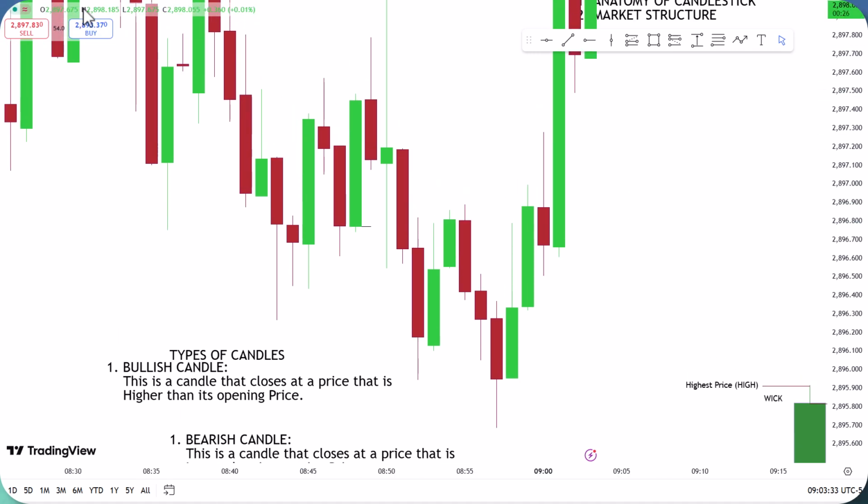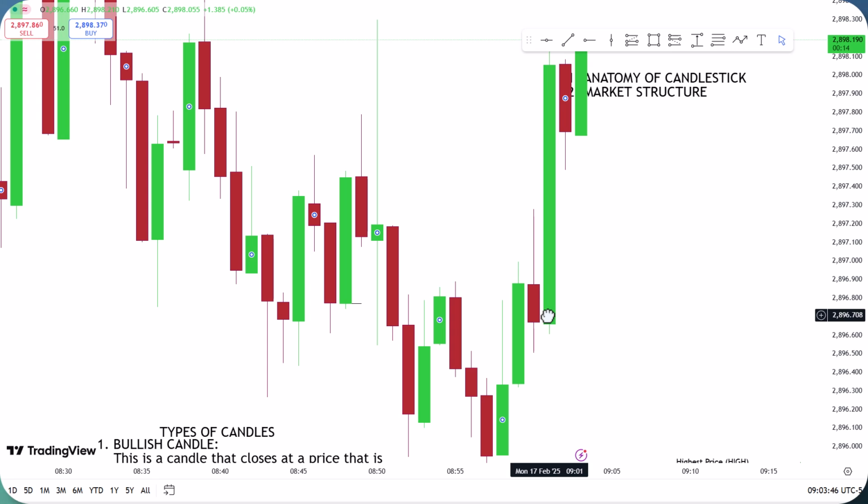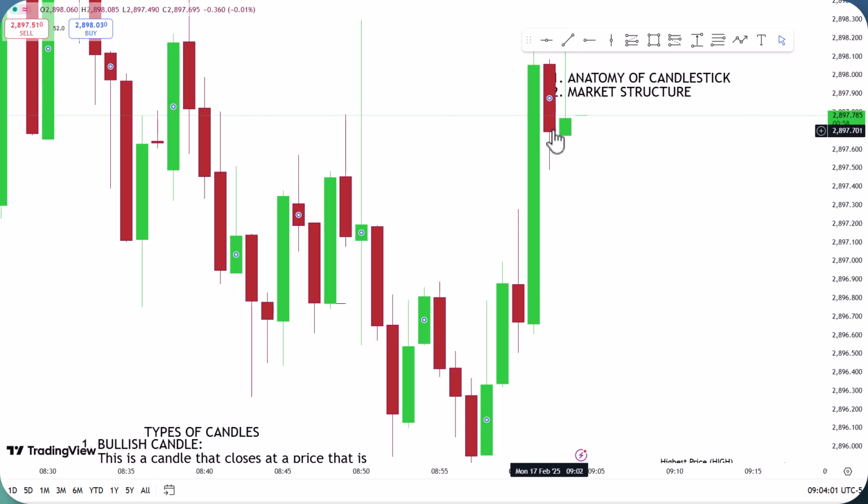Or even here over here you have your OHLC values. That simply represents your opening price, your high price, your low price, and your closing price. So say we come to this candle, for example, this green candle, you can see that the opening price says 2896.66 and the closing price says 2898.055. That shows you that the closing price is higher than the opening price, right? And if you come to this bearish candle over here, you see the opening price is 2898, whereas the closing price is 2897. So that's lower, right?